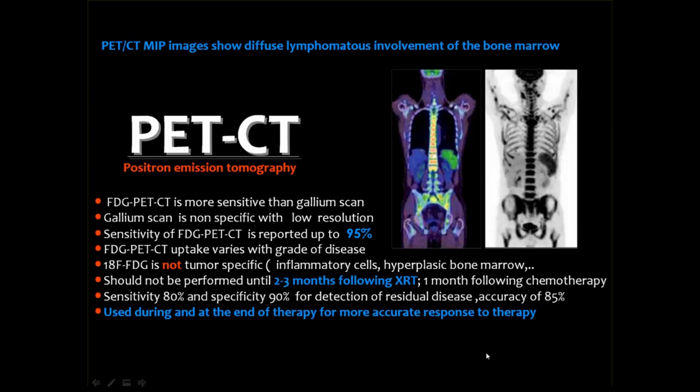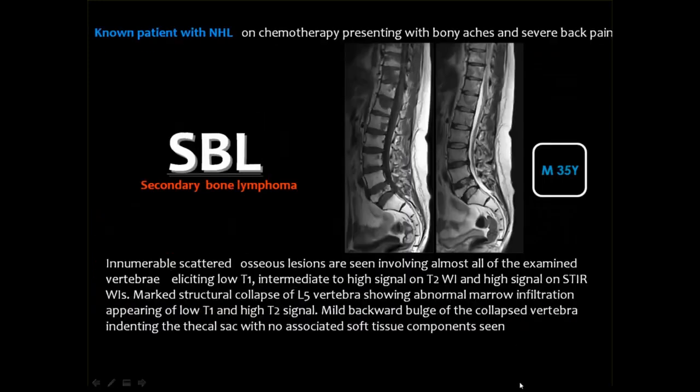And one important factor also is that, according to the literature, the PET scan should not be performed until 2 to 3 months after radiotherapy and 1 month following chemotherapy. PET scan is used during and at the end of therapy for more accurate assessment of the treatment response.